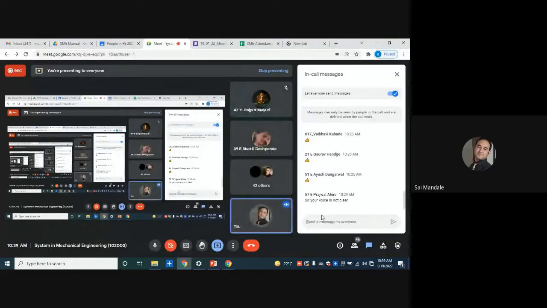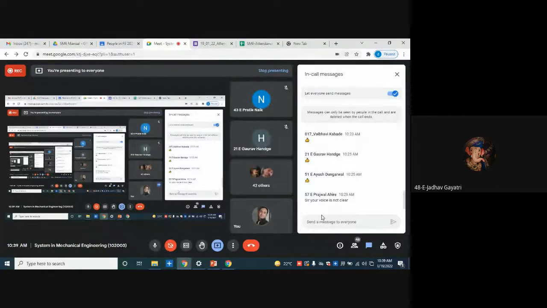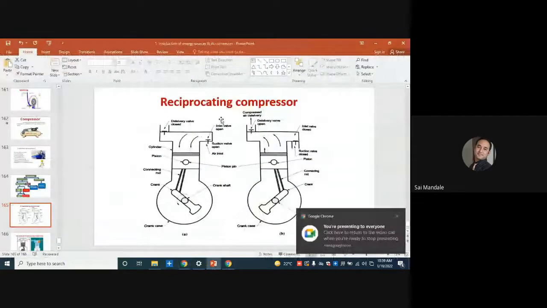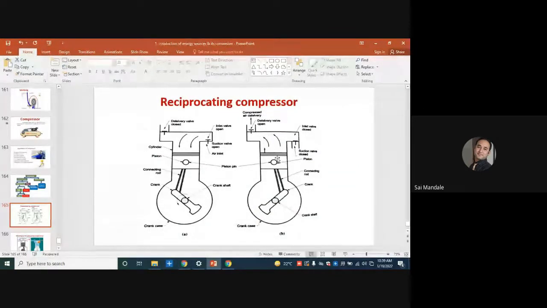Crankshaft, and the crank is installed into the crankcase. Very good, very nice. So this is the complete assembly of your compressor. Air is coming into the system.